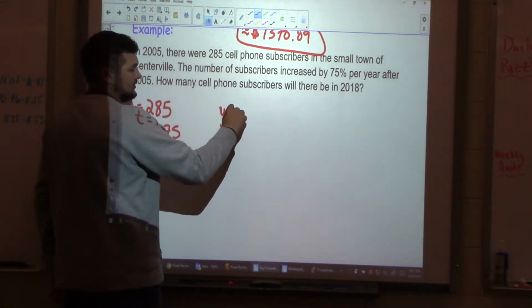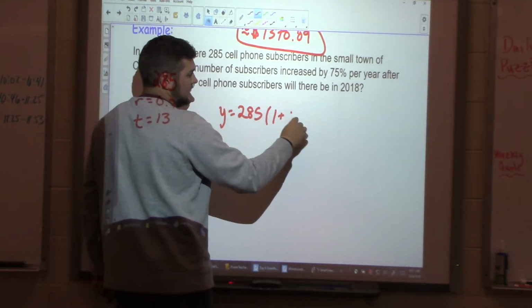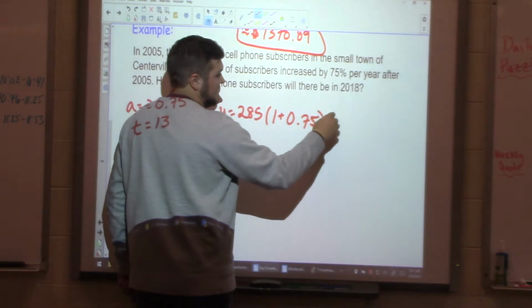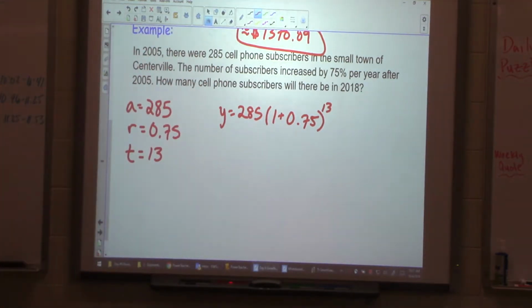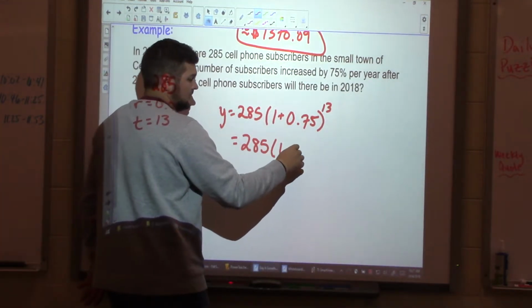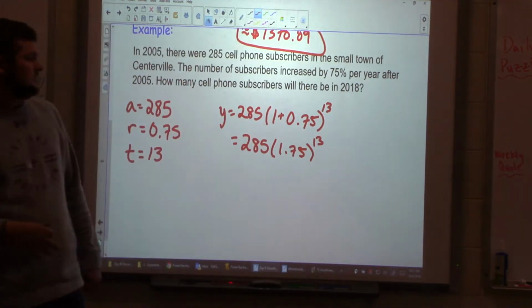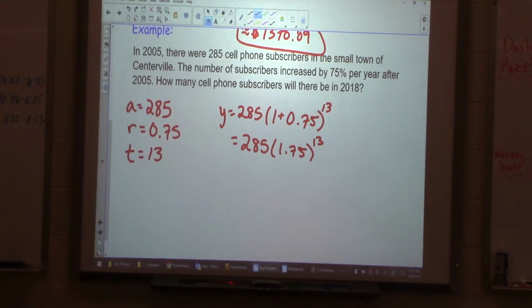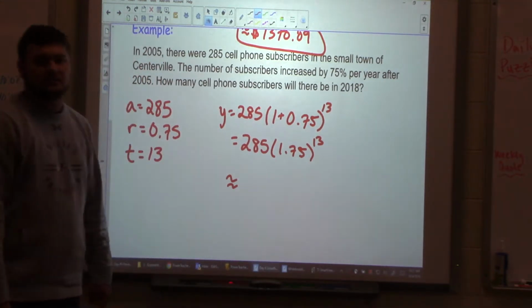Y equals 285 times 1 plus 0.75 to the 13th power. Or 285 times 1.75 to the 13th power. Go ahead and punch it into your calculator. Hold your answer to yourself, and we'll go through it in a second.